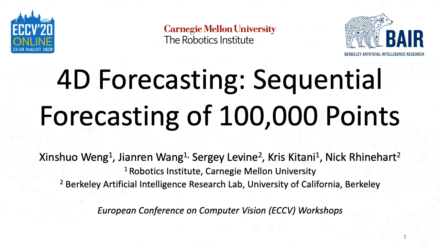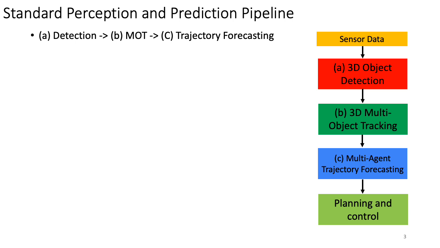For forecasting, sequential forecasting offers hundreds of thousands of points. Let's first review the standard perception and prediction pipeline, which consists of object detection, multi-object tracking, and multi-agent trajectory forecasting.